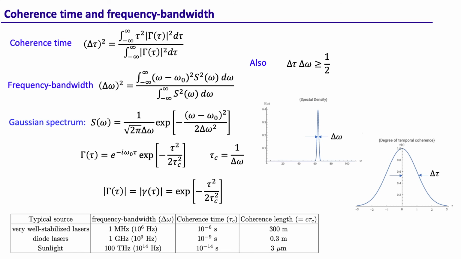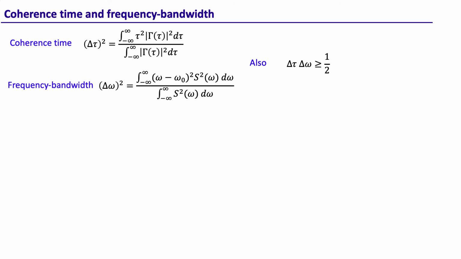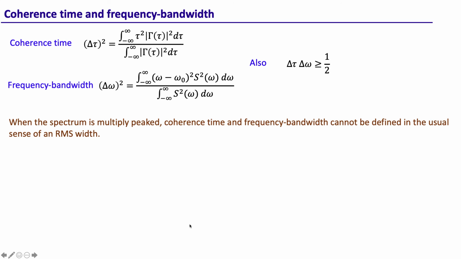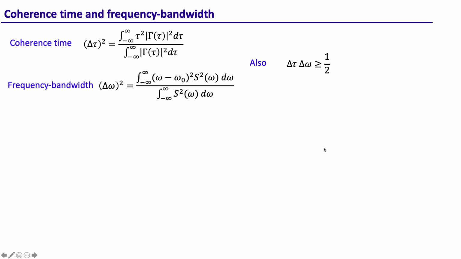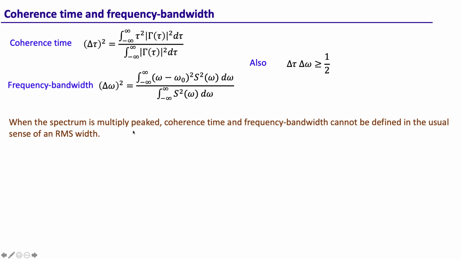Okay, so that's the concept of coherence time and frequency bandwidth. These are very useful concepts, but one thing one has to be very careful about is that this concept is useful only when the spectral density is singly peaked. If this is a singly peaked function, it is always easy to define the second moment and variance and so on. But if the spectrum is multiply peaked, the concept of coherence time and frequency bandwidth cannot be defined in the usual sense of an RMS width.